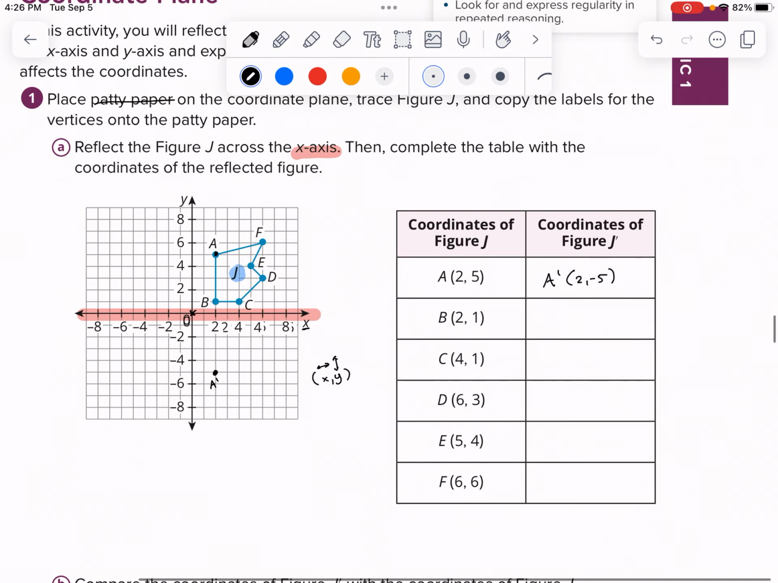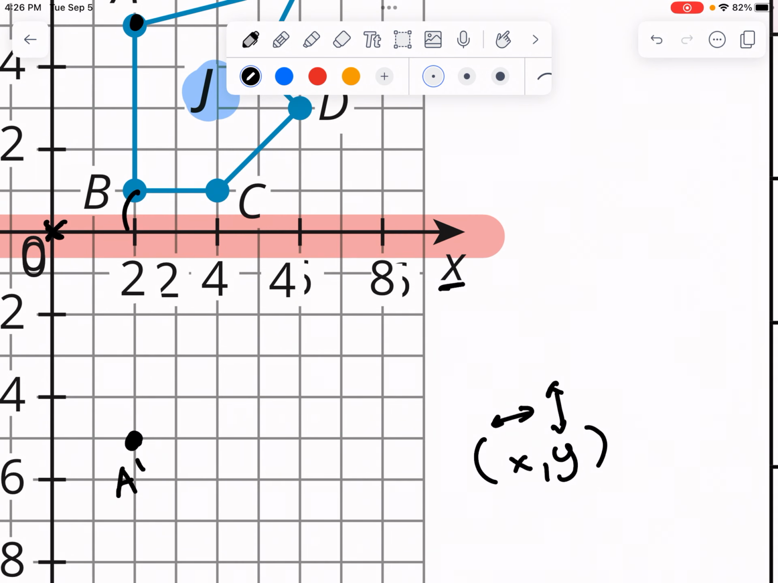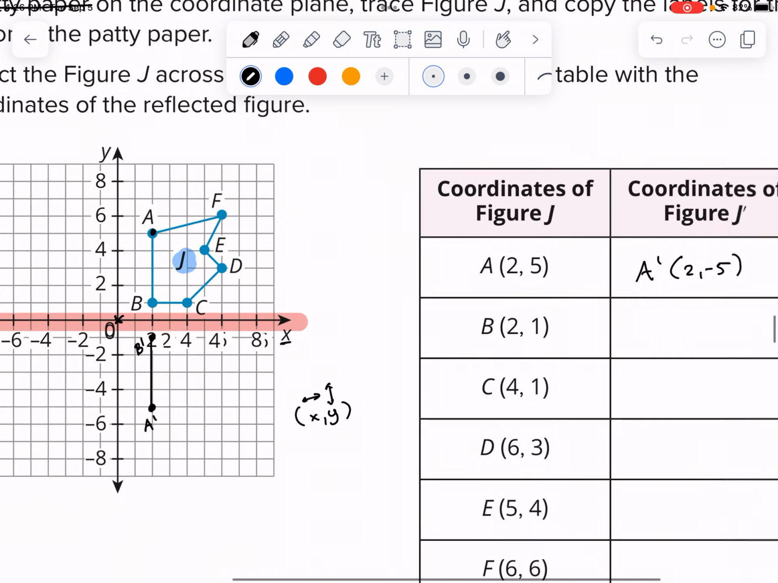All right, we're going to do that for all the other points as well. For B, B is just 1 above, so I'm going to go 1 below, and that is right here. We'll call this B prime. Let me connect these two. That's the point 2, 1 down, so 2, negative 1. All right, let's go to C. C is 1 above, so I have to go 1 below. That's right here exactly on this 4. We'll call that C prime. And that is the coordinate going 4 to the right and 1 down. So C prime is positive 4, negative 1.